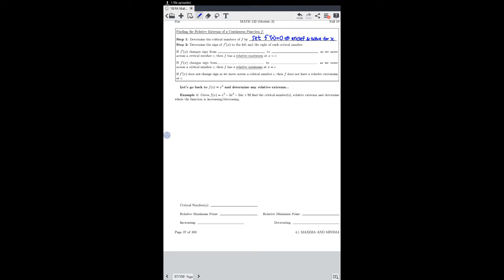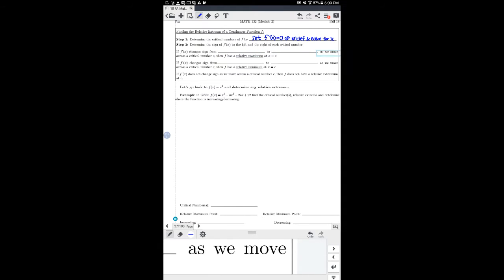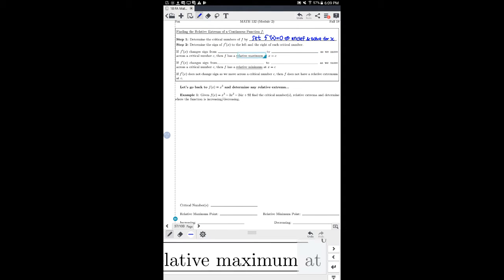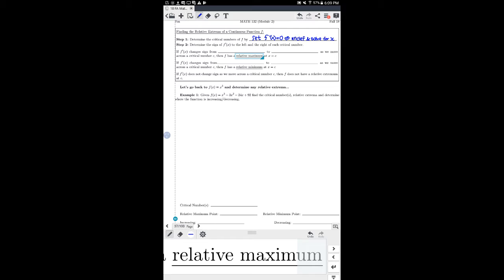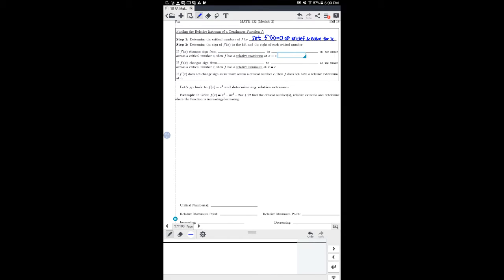Our next step is to determine the sign of f prime to the left and right of each critical number, because we talked about these sign changes. So the first sign change is if the sign changes from blank to blank as we move across the critical number c, then we have a relative maximum. What kind of sign change do we need for a relative maximum? Well, let's remember relative max looks like this. So we want to go from increasing to decreasing across our critical number.